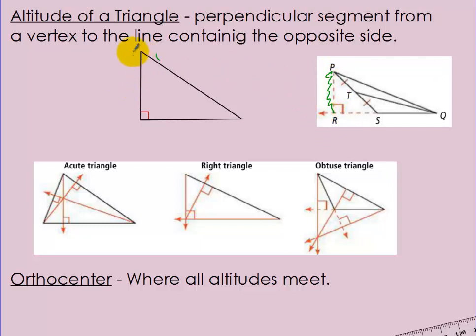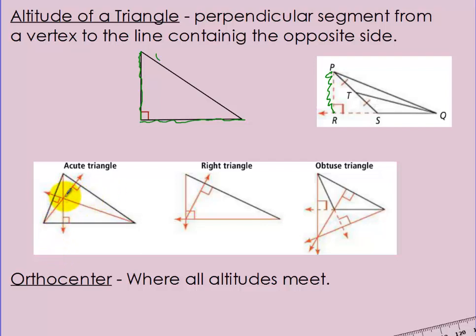In a right triangle, the altitude is actually one of the sides. Altitudes can actually be a side. So this side is an altitude, and this side is another altitude. And here are some other drawings with altitudes in them. You're always going to have three different altitudes in a triangle. A right triangle, again, has two of the sides as altitudes, with the third one right here.